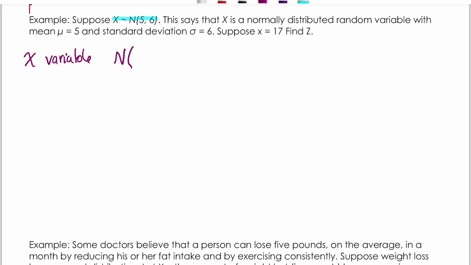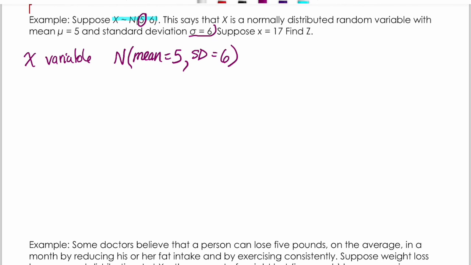The N means it's normally distributed, meaning it has that bell-shaped curve. The first number after the N in the parentheses represents the mean. So in this case, it means the mean is 5. And the second number in the parentheses is your standard deviation, which in this case is 6.